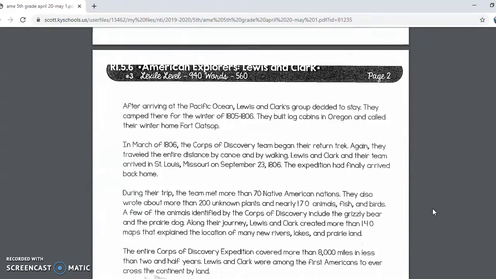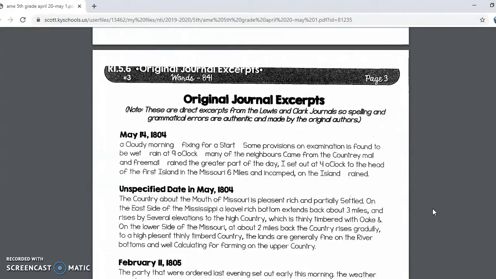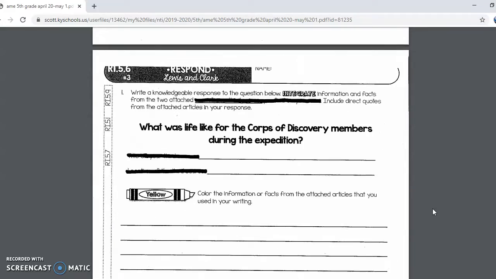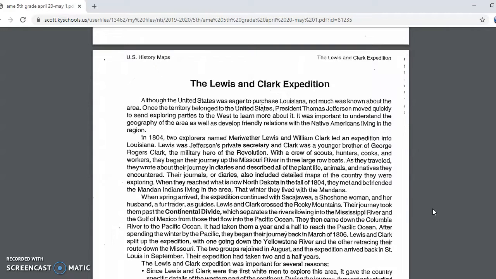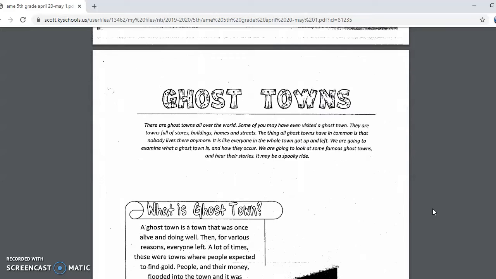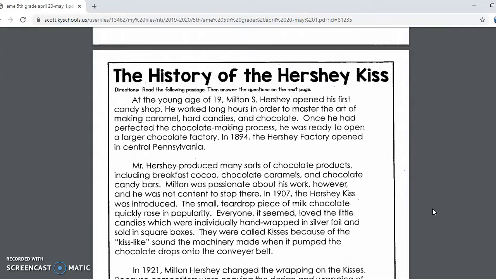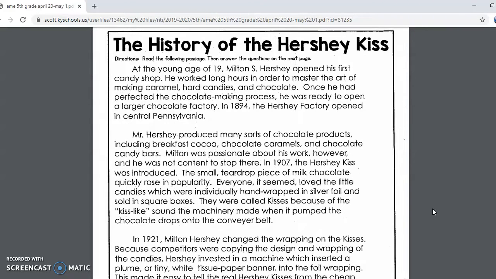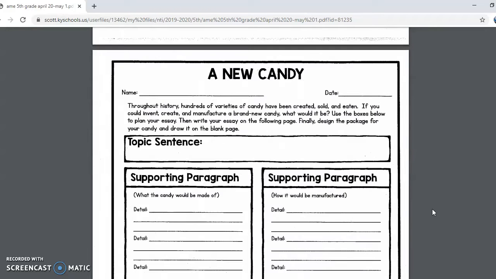So get past the math. And then you've got more about Lewis and Clark. So make sure you finish this today if you haven't. There's also this to read. And then if you didn't read this yesterday about the Hershey Kiss, you can be doing that.